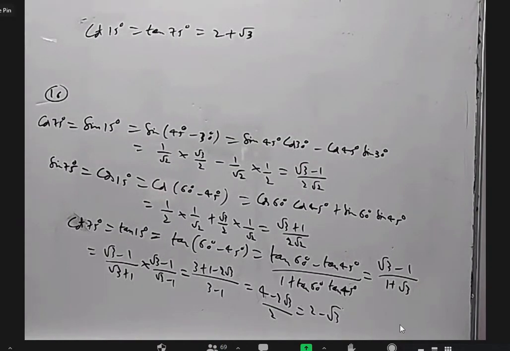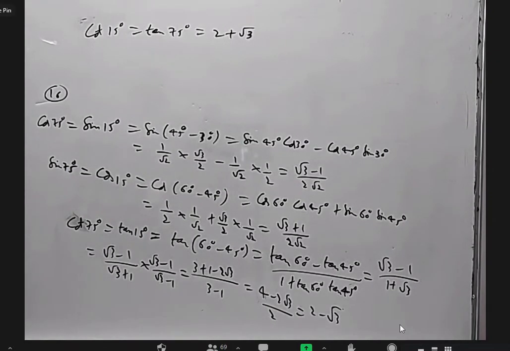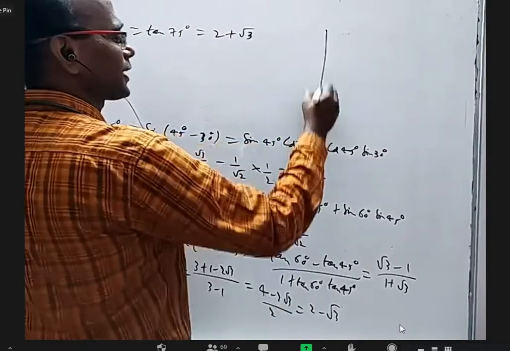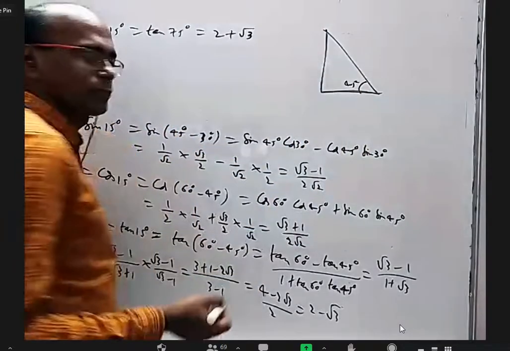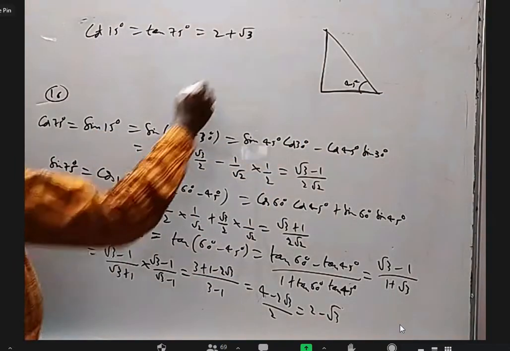Somebody is asking whether tan 45 degrees is approximately 1 or really 1. That is really 1 only. Why? You take a right angle isosceles triangle. This is 45 degrees, because both sides will be equal, the adjacent sides, due to the same angle.